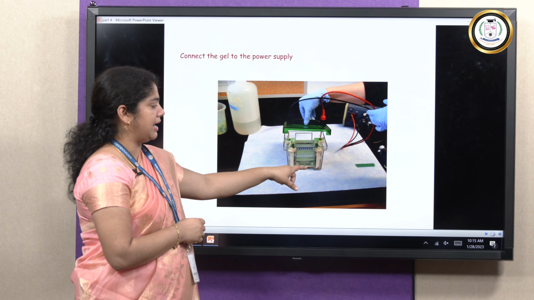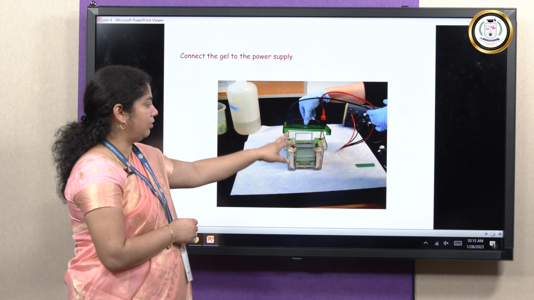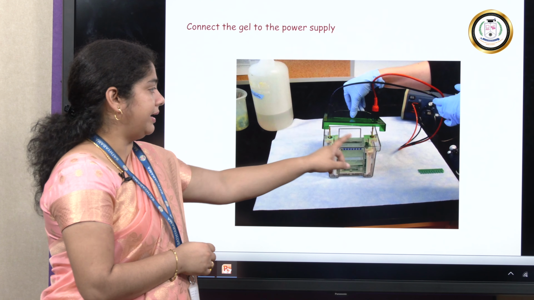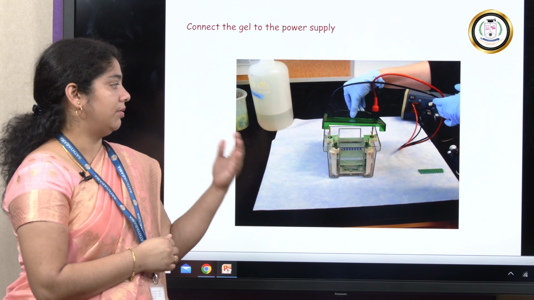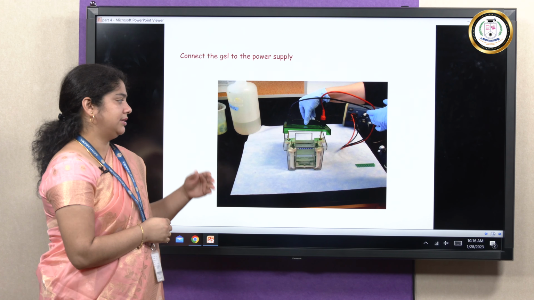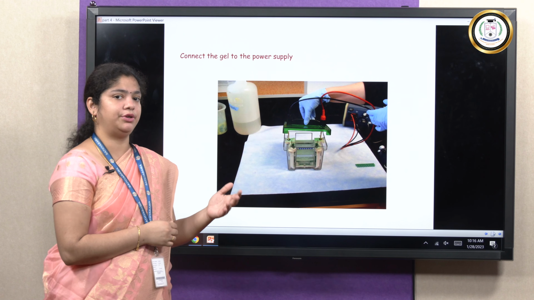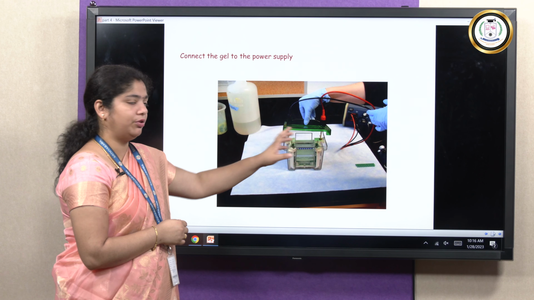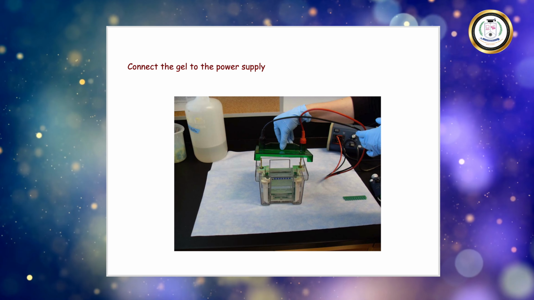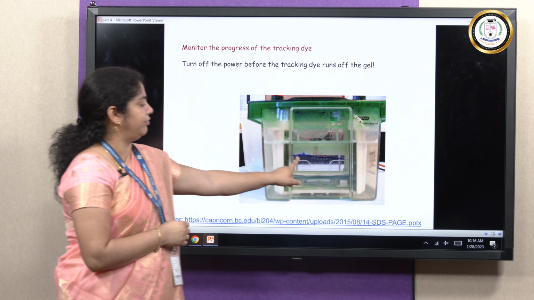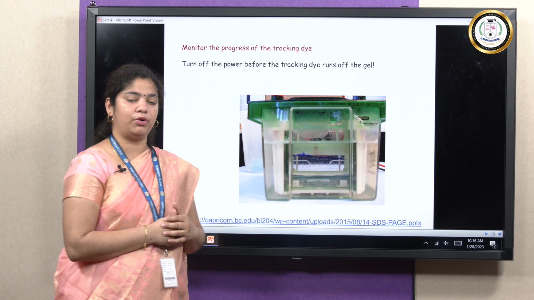Once we have placed the gel and loaded the sample, we have to pass the electric current. The electric current must be passed from negative to positive. Since the proteins are now negatively charged due to the addition of SDS, we let them move from negative to positive. So we can see the movement of the tracking dye when the voltage is applied.